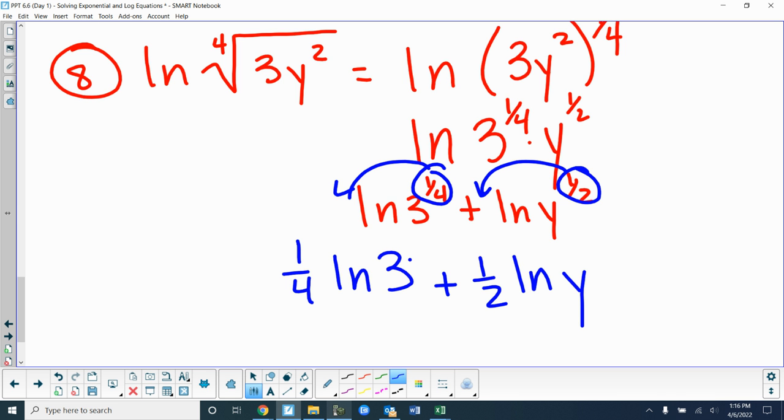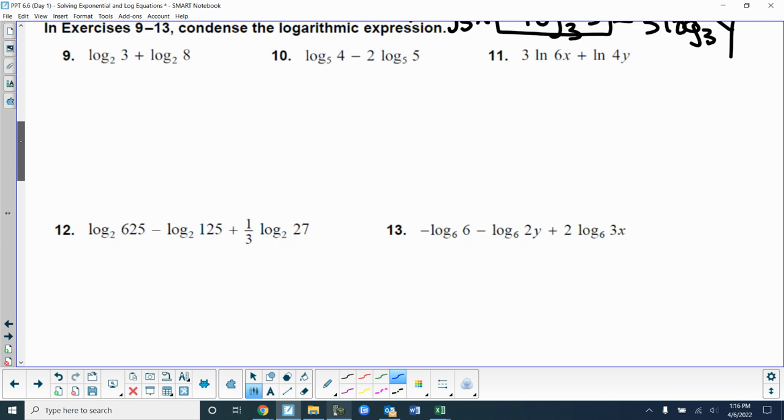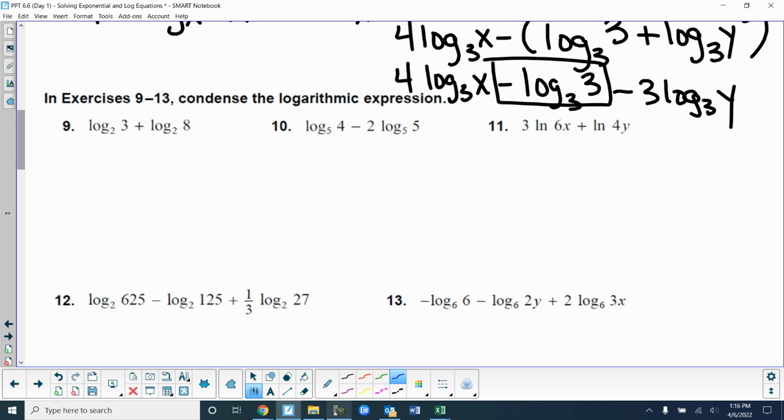Now we're going the other way, for condensing. Yeah, can't think of the word. Thanks, Joe. All right. So number 9 is an addition problem. Don't I have to rewrite it? There it is. All right. So what do I do with these 3 and 8, Emily? Multiply, right? So I take log base 2, that stays the same, and I just go 3 times 8. That's all we have to do. Okay? And now it's a single log.